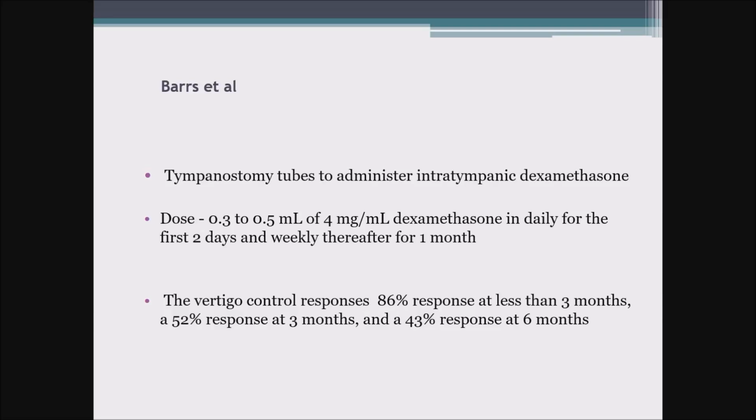But another study was done by Barr, and here also they used Gromet, and they used dexamethasone for the first 2 days and then weekly after that for a month. They saw 86% response in the first 3 months. At 3 months it was 52%, and at 6 months it was 43%. So in their study they concluded that the results with intratympanic steroid are short lasting. It does not work more than 3 months.